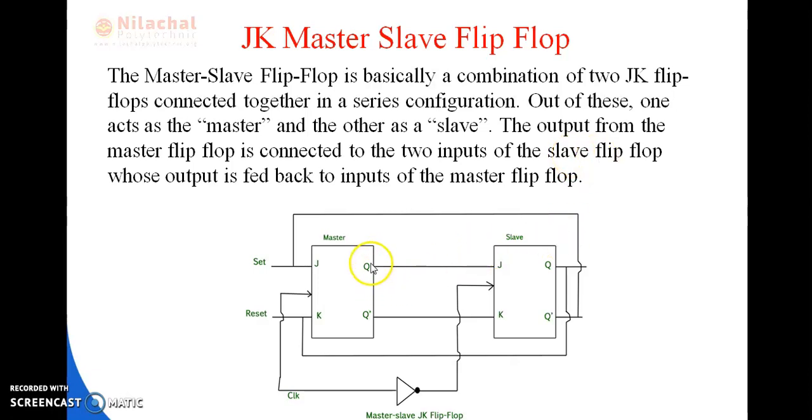So here the two outputs of the master flip-flop are Q and Q bar. The two inputs of the slave are J and K. So here the two outputs of the master are connected to the two inputs of the slave, that is J and K. Then the slave's output is fed back to the inputs of the master flip-flop.